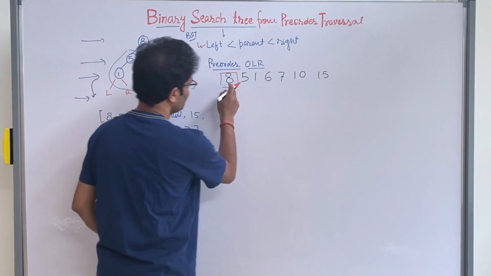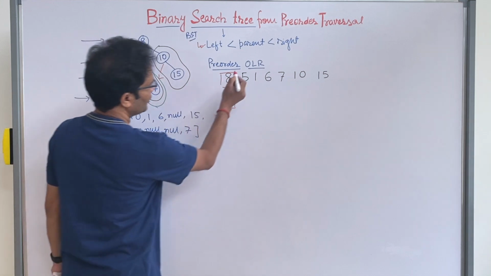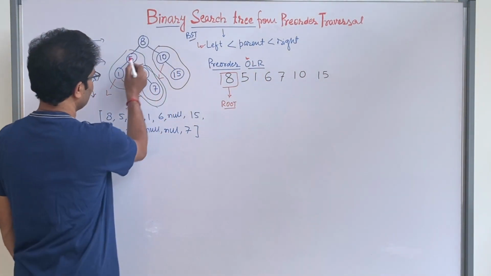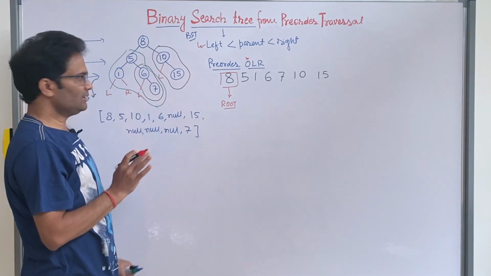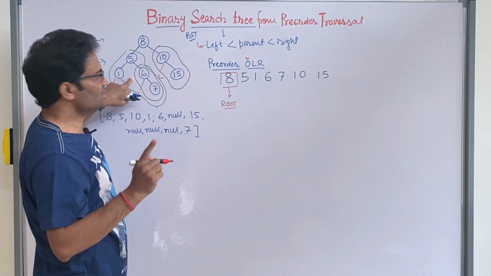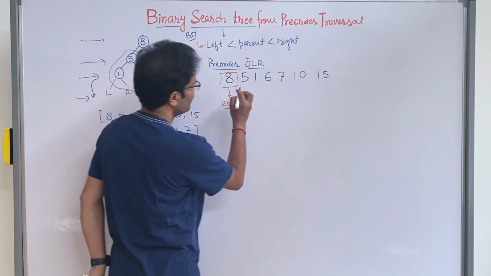So in this case, you see 8 is the parent, okay? And now we got the parent. Now we have to find out the left subtree. We have to find out this one. As I know, the left side must be smaller than the parent. So we have to traverse from here.